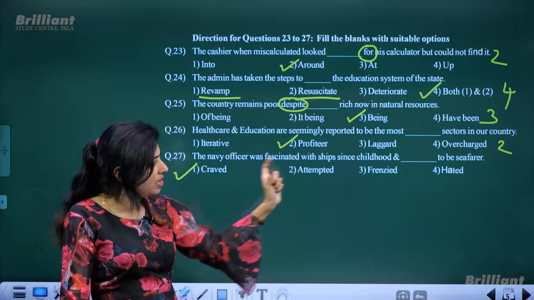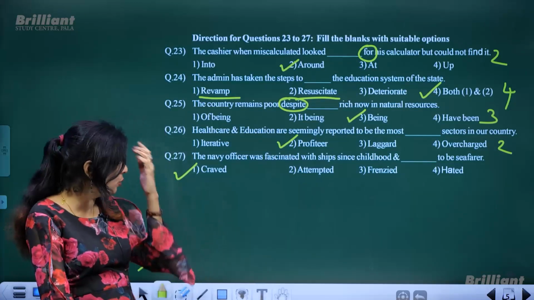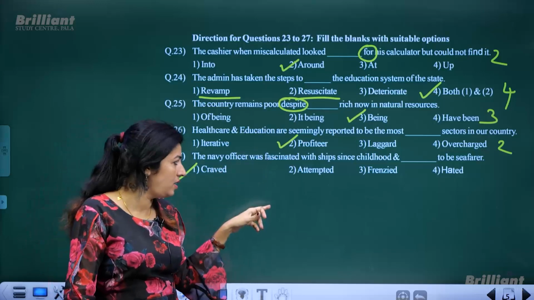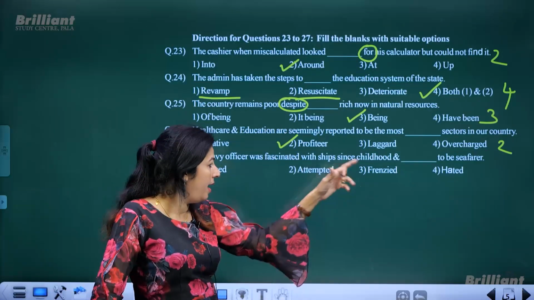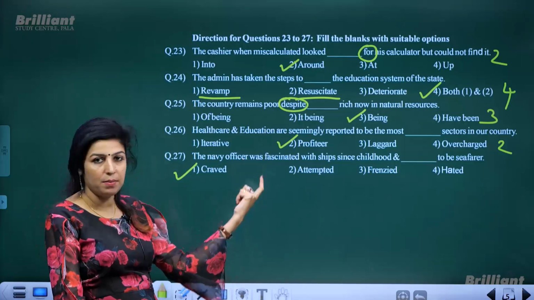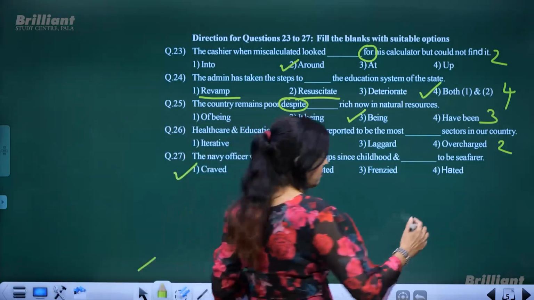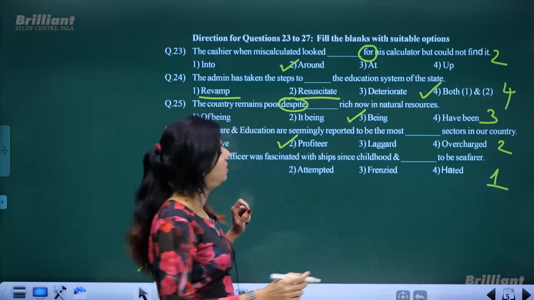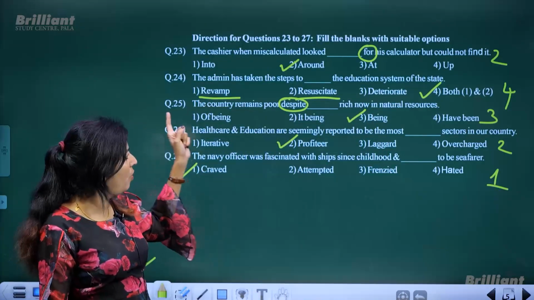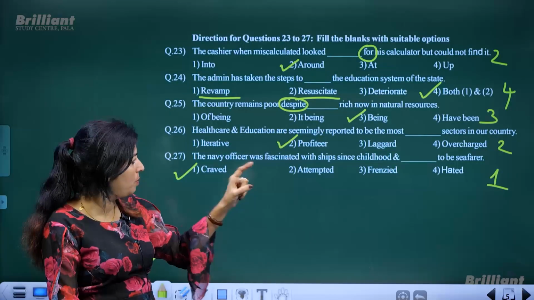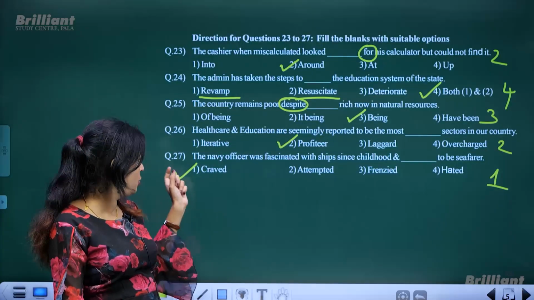So in that sense, craved could be used. So how will you connect this word with the sentence? The Navy officer was fascinated with ships since childhood and craved to be a seafarer, and that's how he becomes a Navy officer. So it's option number 1. So 23, option number 2; 24, option number 4; 25, option number 3; 26, option number 2; and 27, option number 1.